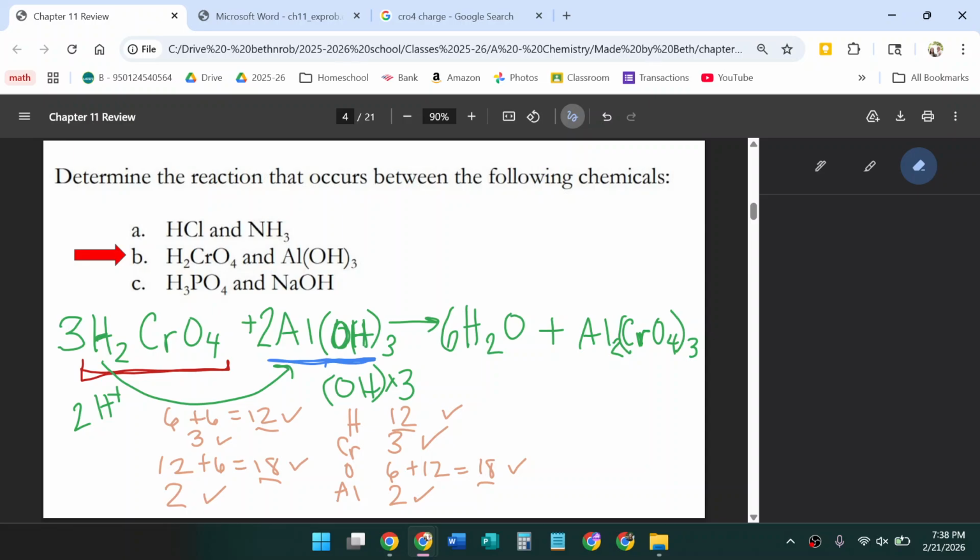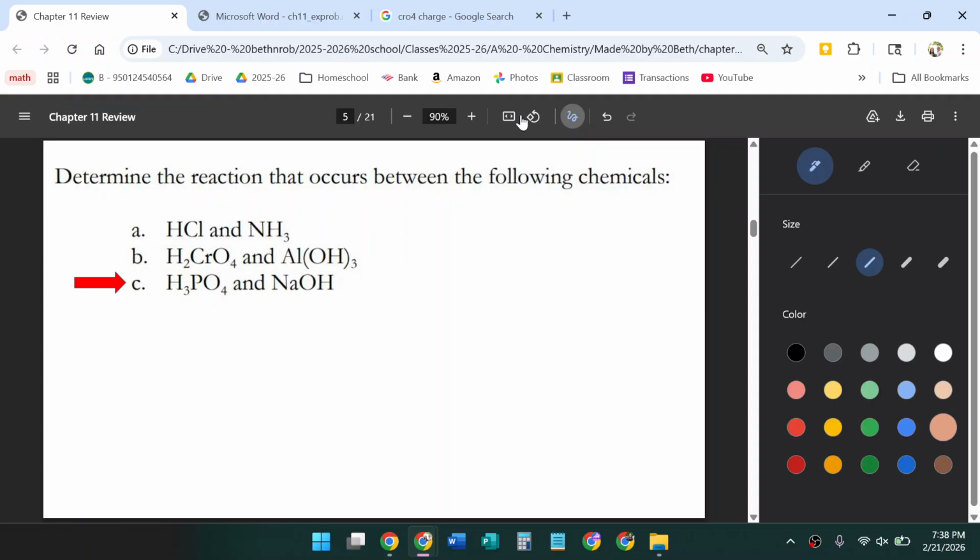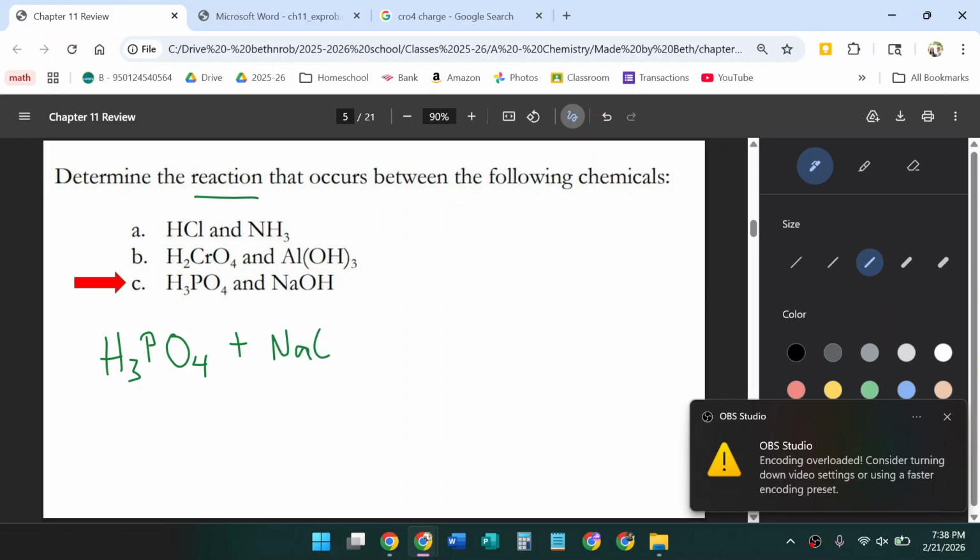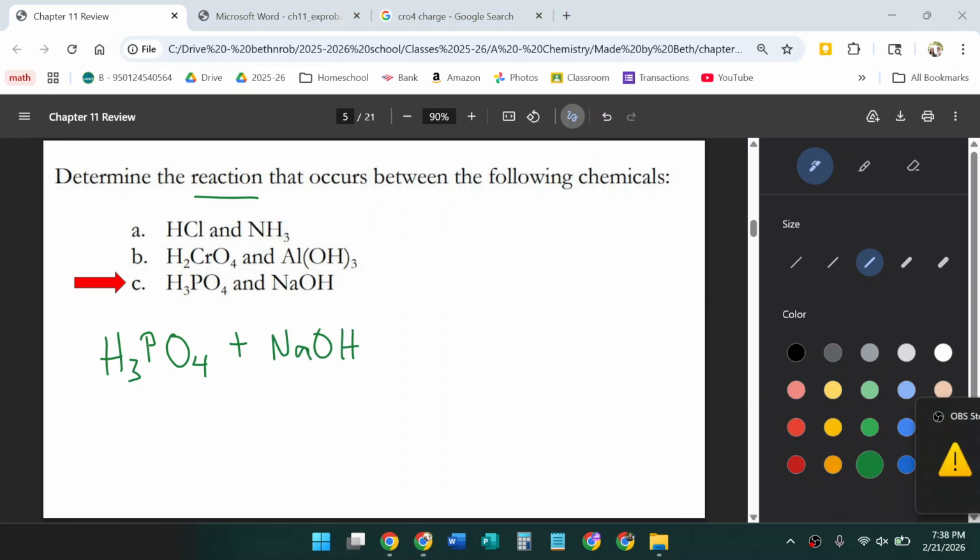But it's good to see it, so you know that you kind of have to know it sometimes. All right, and then our last one of these types, where all they're asking us to do is still determine the reactions. We're just putting things together. We have H3PO4 and NaOH. All right, so with this one, you're probably getting used to it.